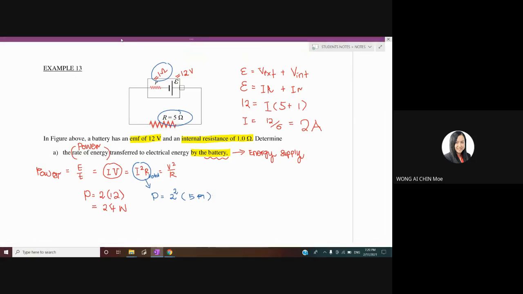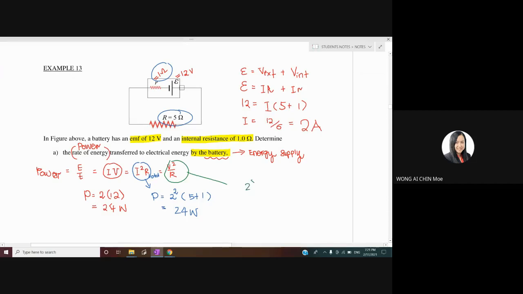So press the calculator, and you will also get 24 watt. Similarly, if you want to take the other equation and substitute inside, you will get the same answer. 12 squared over 6 is 144 over 6, and you also get 24 watt. So this is the power supplied by the battery, meaning that we must take everything in total.